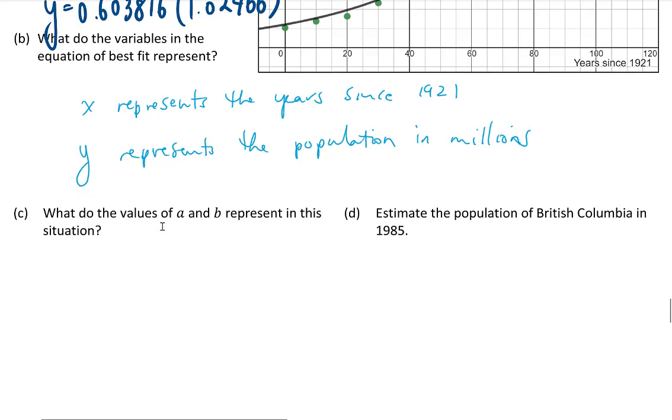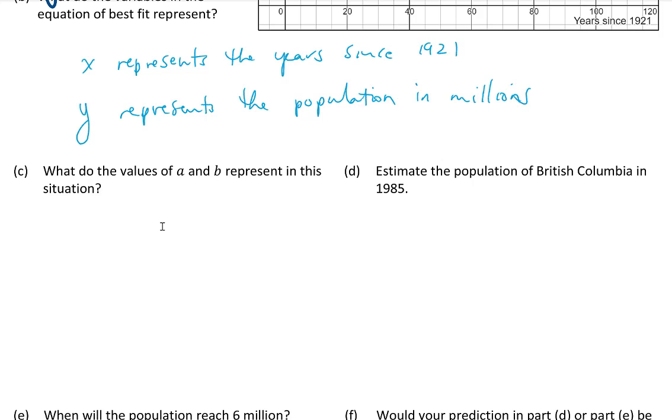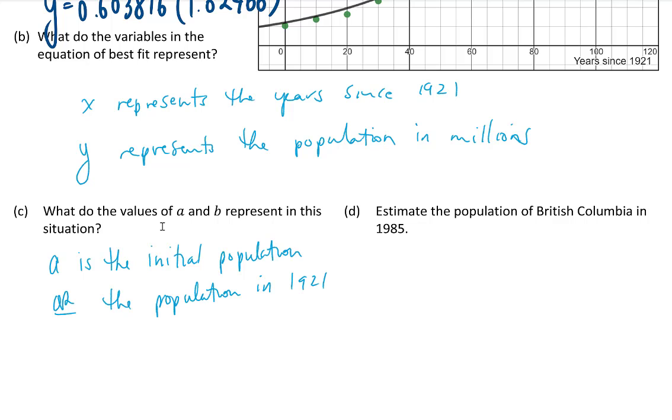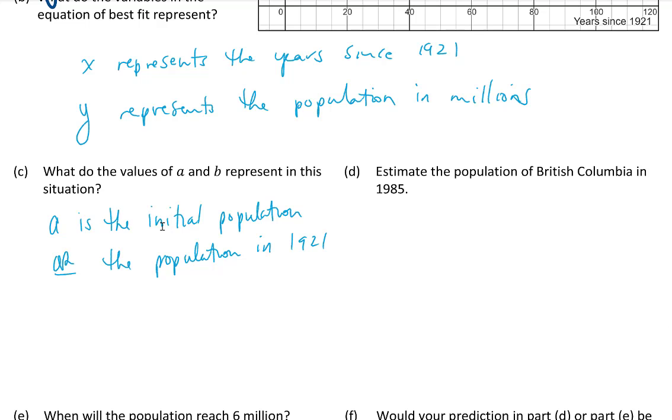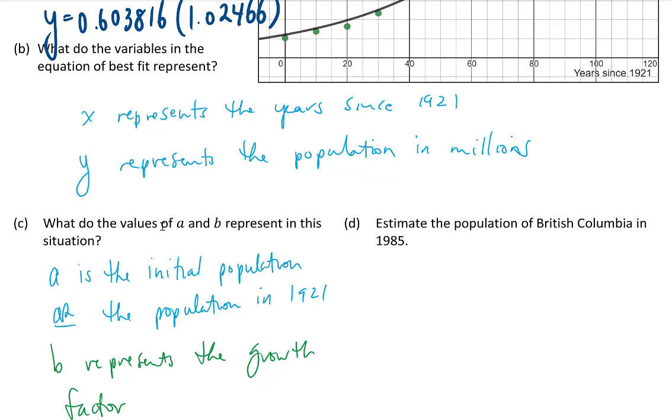Part C. What do the values of a and b represent in this situation? So a is what we call our initial value, so that's our initial population, or it's the population in 1921, predicted by this model. And b represents the growth factor, which is 1.02466, which means that the population is approximately growing at a rate of 2.5%.